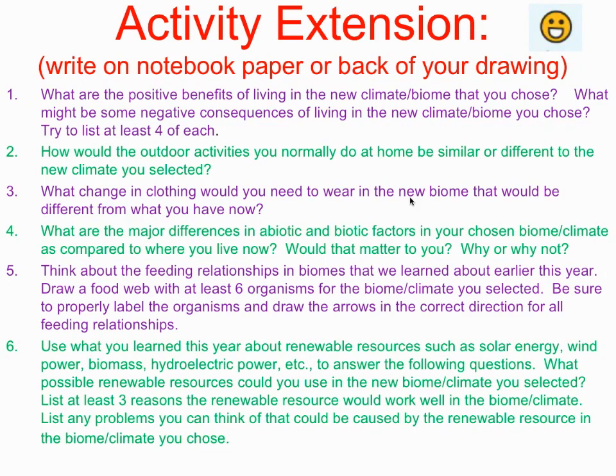5, think about the feeding relationships and biomes that we learned about earlier this year. Draw a food web with at least 6 organisms for the biome/climate you selected. Be sure to properly label the organisms and draw the arrows in the correct direction for all feeding relationships.